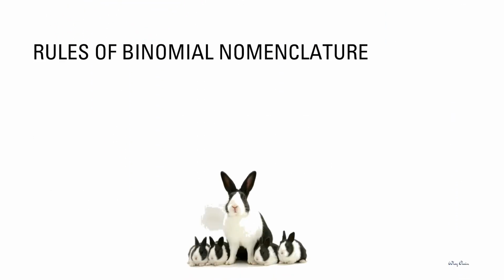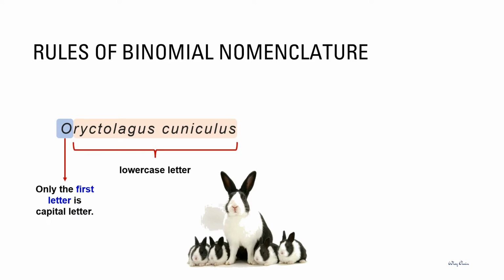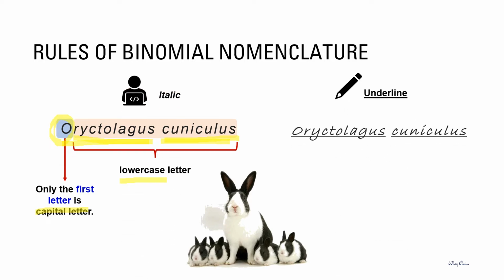Let's study the scientific name of rabbits, which is Oryctolagus cuniculus. The first term is the name of the genus, followed by the second term, which is the name of the species. The first letter of the genus name should be in capital letter. The rest, including the name of the species, should be in lowercase letters. The scientific name should be typed in italics or should be underlined when we write it. And the line should not be continuous.